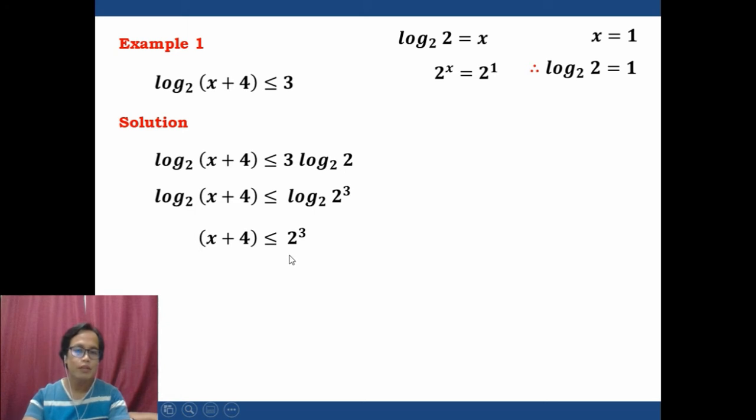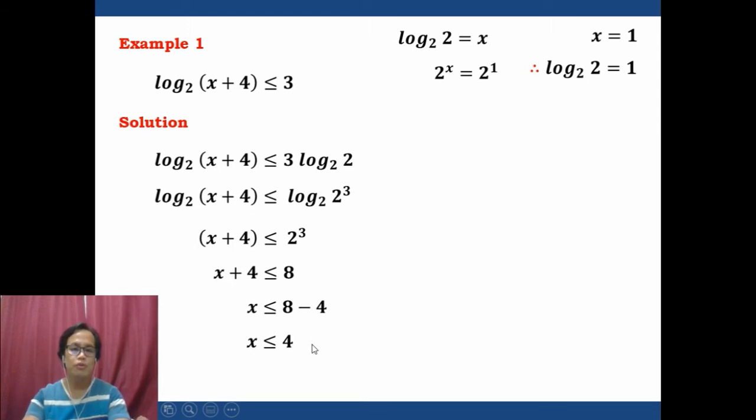Now we simplify. 2 cubed is equal to 8. So we just copy x plus 4. This time we have the positive 4 here. To eliminate the 4, we need to subtract 4 on the right side by the subtraction property of equality. What remains on the left side of the inequality is x, and it is less than or equal to 8 minus 4. So x is less than or equal to 4. This is now our inequality.